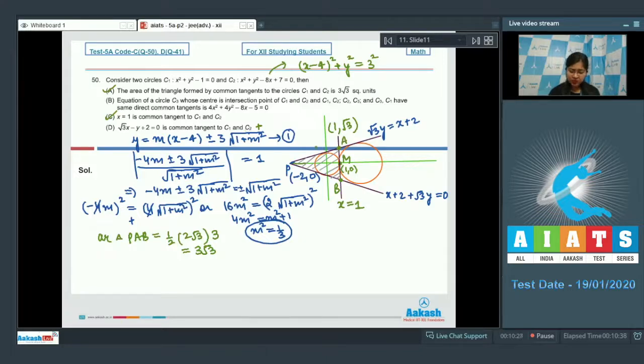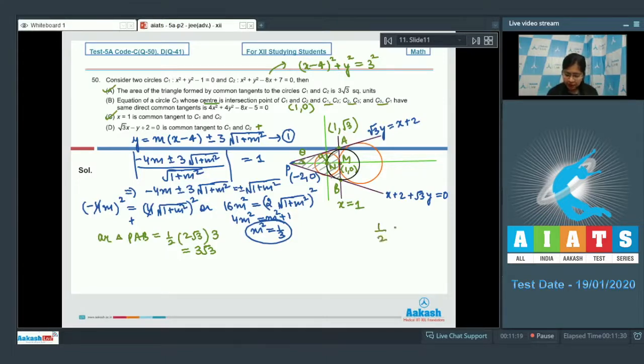Option number B says equation of a circle C3 whose center is intersection point of C1 and C2. Intersection point of C1 and C2 is (1, 0). So center of it is (1, 0). Also it says that C1 C2, C2 C3 and C3 C1 have same direct common tangent. Now if they have direct common tangent, then circle is something like this, where these two are the tangents on this circle. Now if we say that this angle is theta, so we have sine theta equal to, drawing perpendicular from this point here, as radius is 1, so sine theta is 1 upon PN.